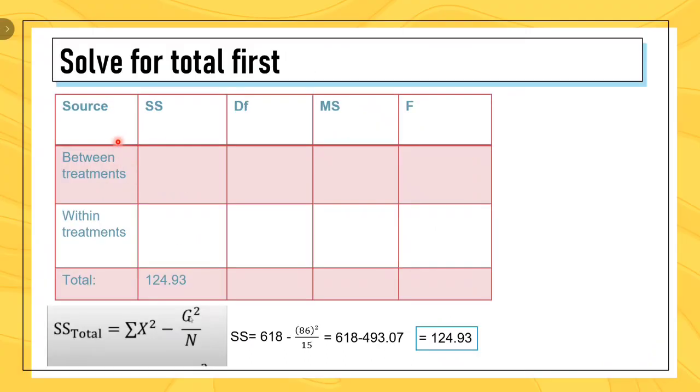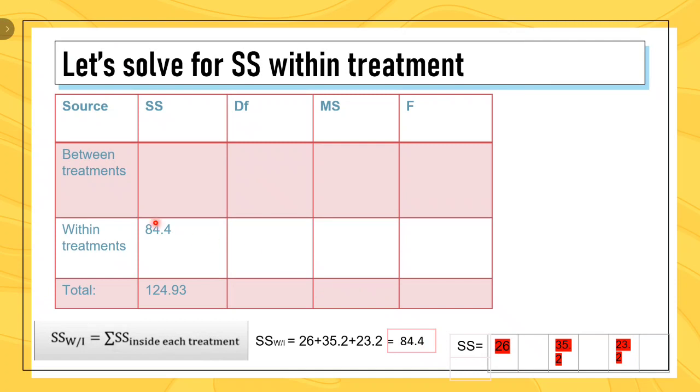So first, we will solve for the total. So it ended up using the formula with 618 minus 493.07. It is equals to 124.93. So for next, let us solve for the SS within treatment.